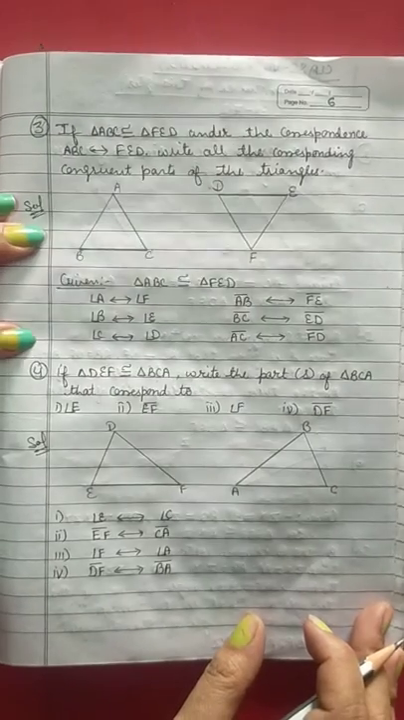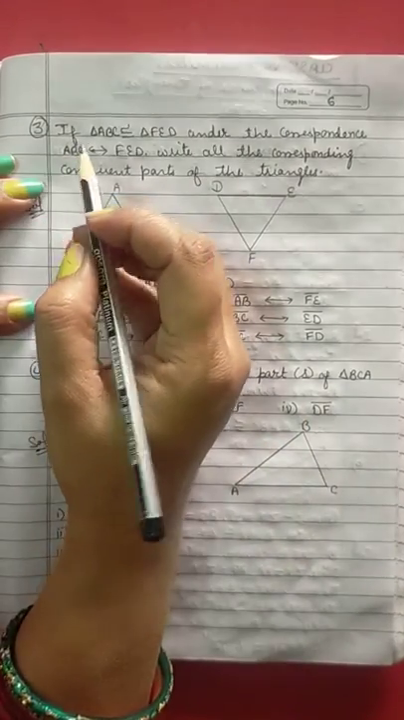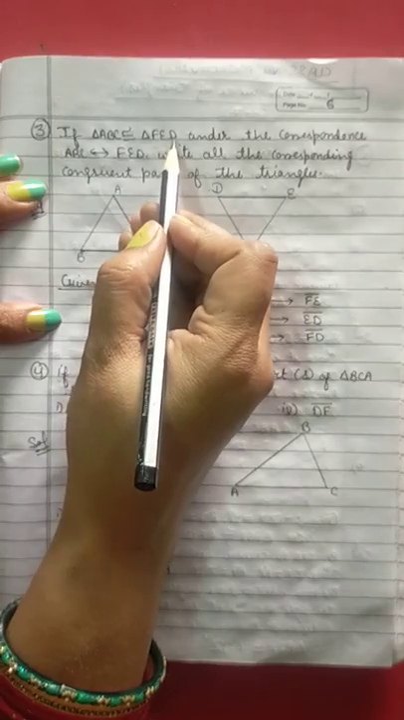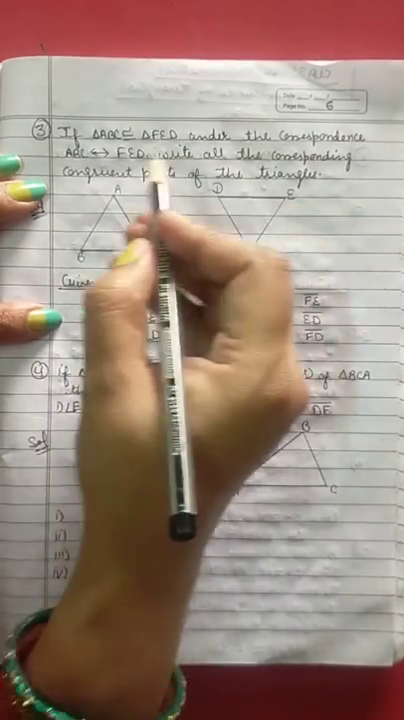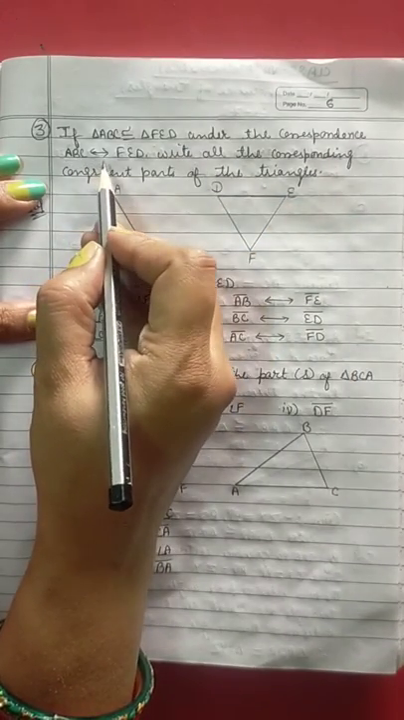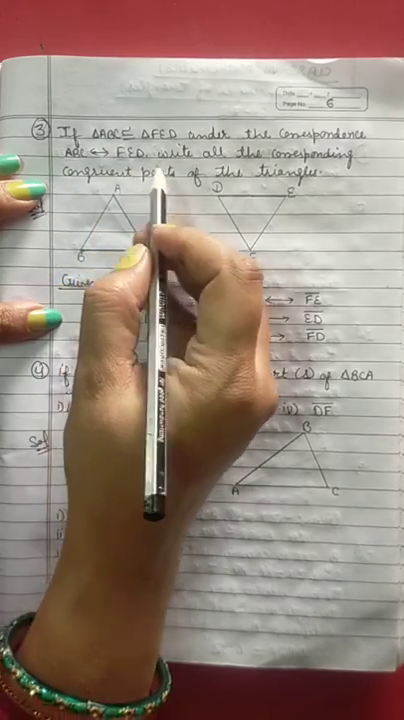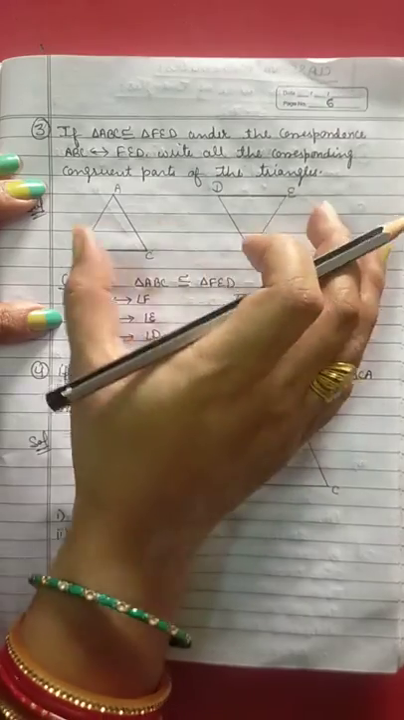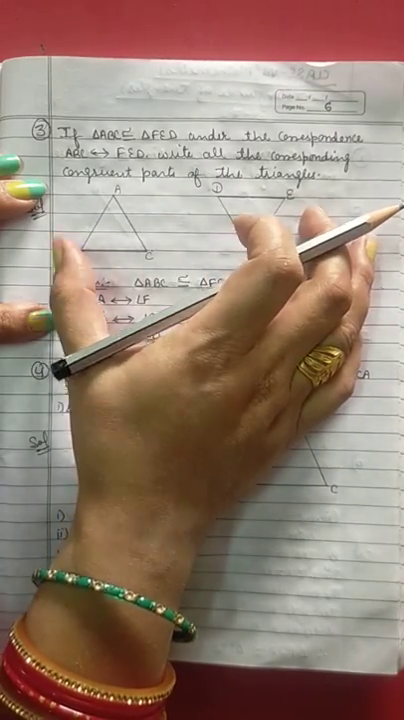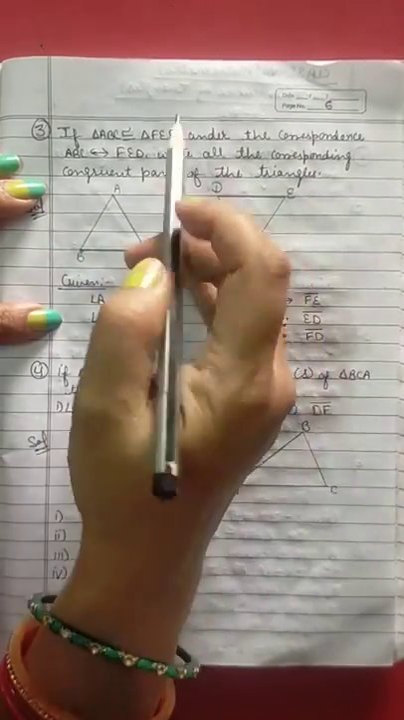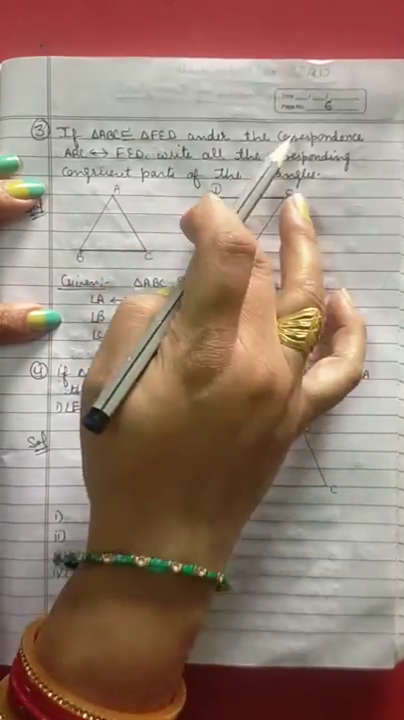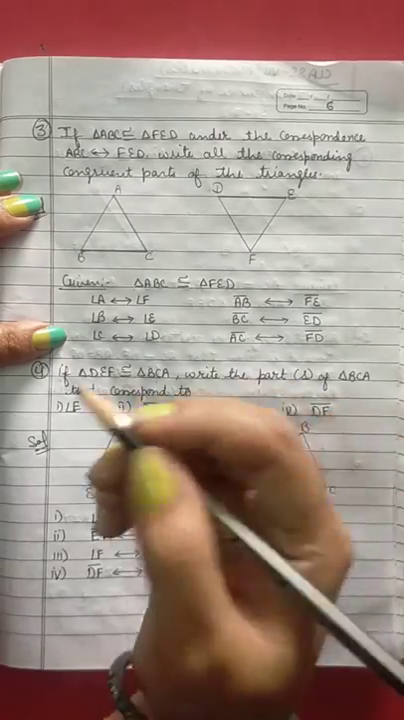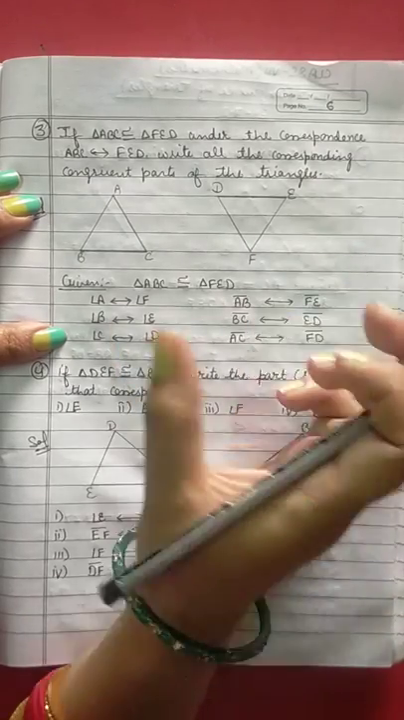So let's move to the next sum. Question number 3. If triangle ABC is congruent to triangle FED, under the correspondence ABC is congruent to FED, then write all the corresponding congruent parts of the triangle. It is already given that both triangles ABC and FED are congruent, and we have to write their corresponding parts which are congruent to each other.